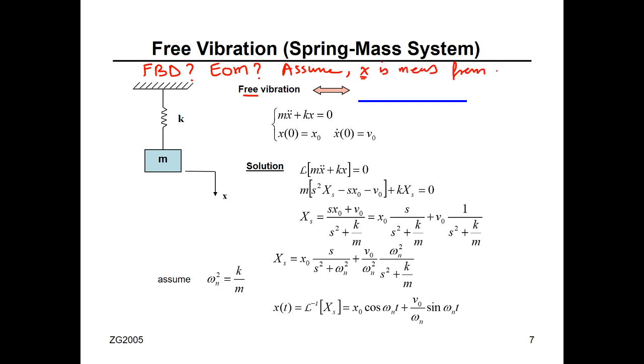from equilibrium position. What does that mean? I'll show you in a minute. Also assume, this is assumption number one, given initial conditions x at 0 equals x naught, and x dot, the initial velocity, is v naught.